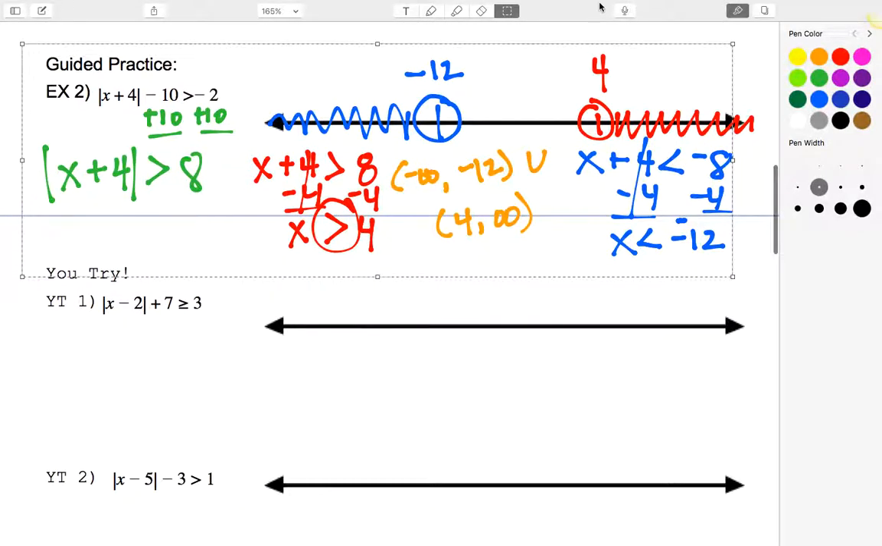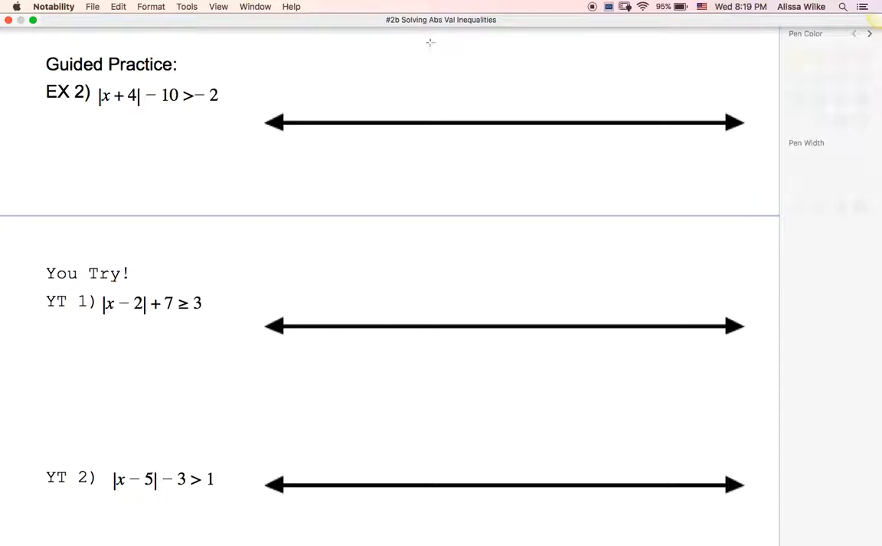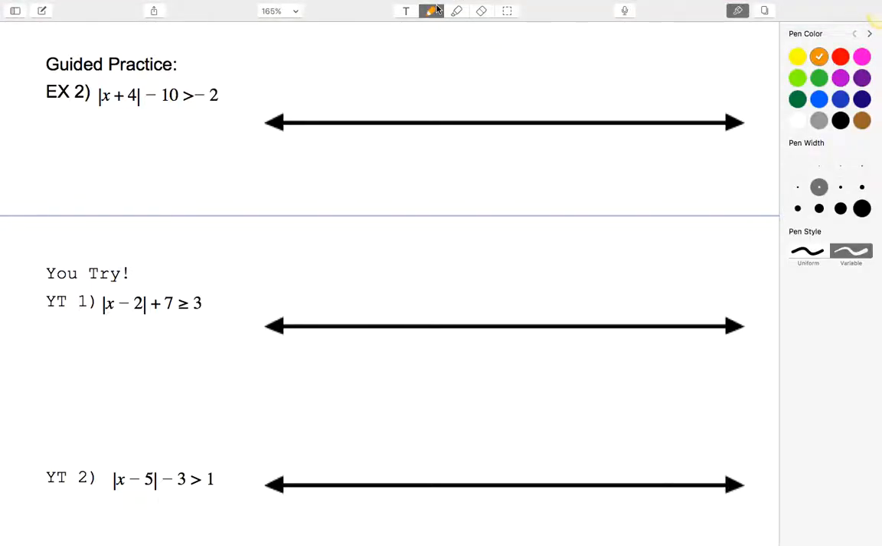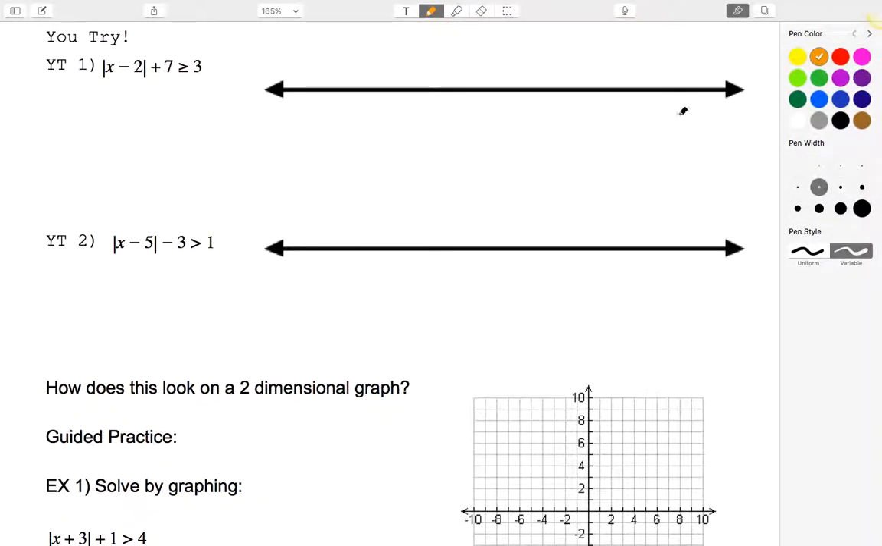All right. My next problem is one you can try by yourself if you like. I'm going to go ahead and solve it. So you could push pause on the video, but here I go. Again, I've got to get my absolute value bars by themselves, so I'll subtract 7 from both sides so that this will cancel. And I'm left with x minus 2 is greater than or equal to -4.